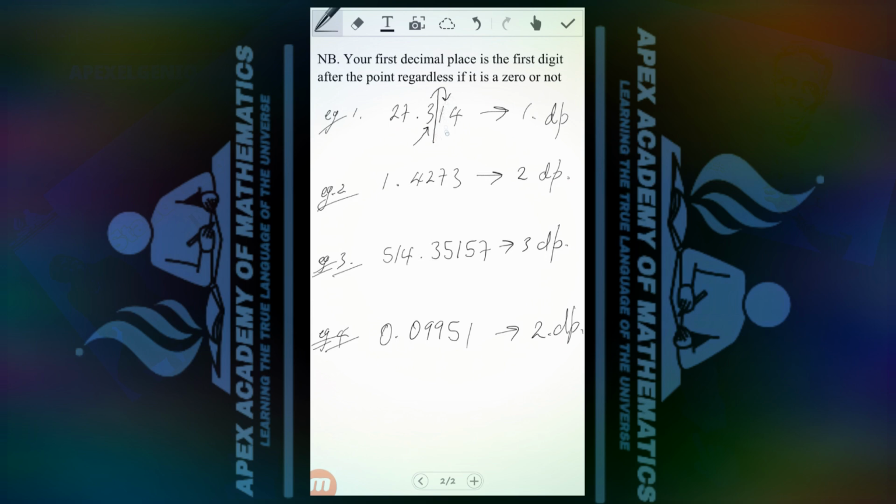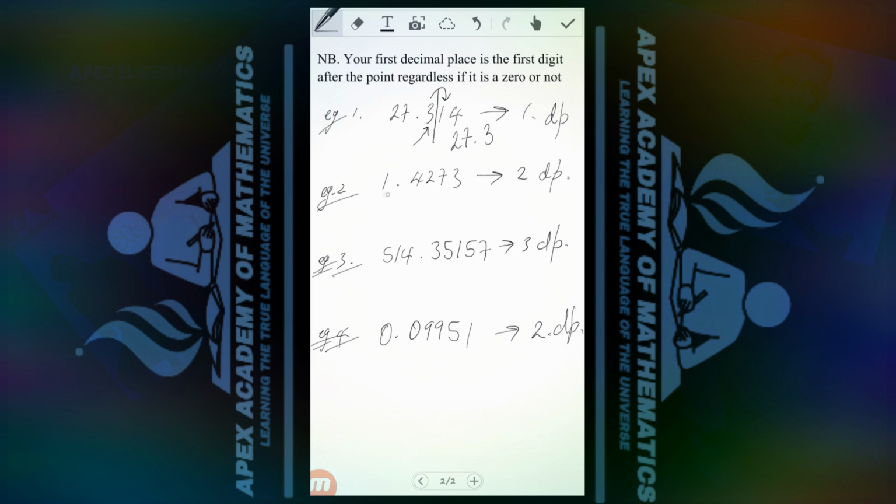Since 1 is less than 5, according to the rules, we are going to ignore the 1 and the 4 and simply rewrite the digits that come before this line. So your answer here works out to be 27.3. All right, hopefully that is clear for you, not so bad. So let's check out example number 2.